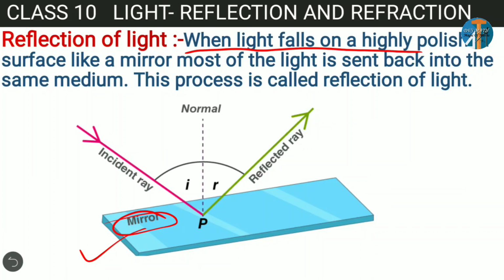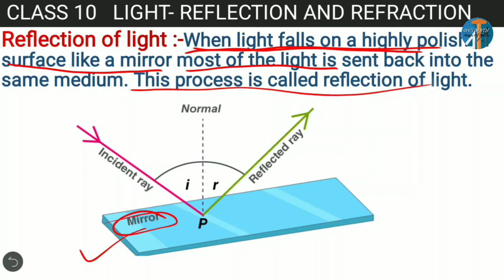This is what you have to understand. Highly polished means one side should be polished. If you consider a glass, you can see the reflection of light in the glass piece only if one side of it is polished, as in a mirror. So when light falls on a highly polished surface like a mirror, most of the light is sent back into the same medium. This process we call reflection of light.